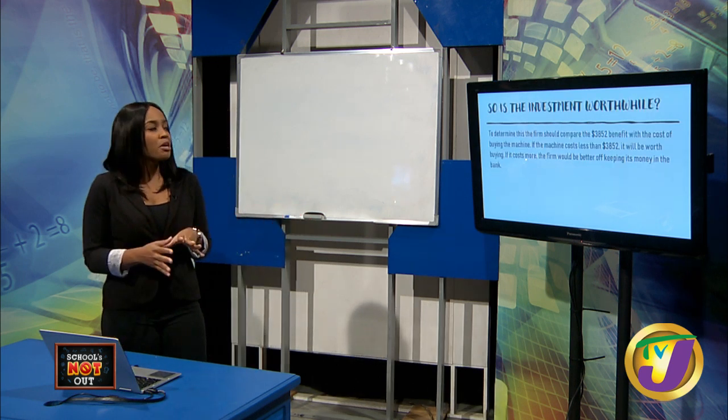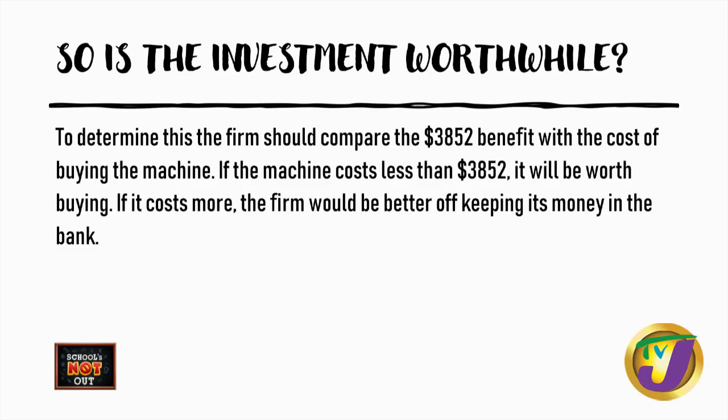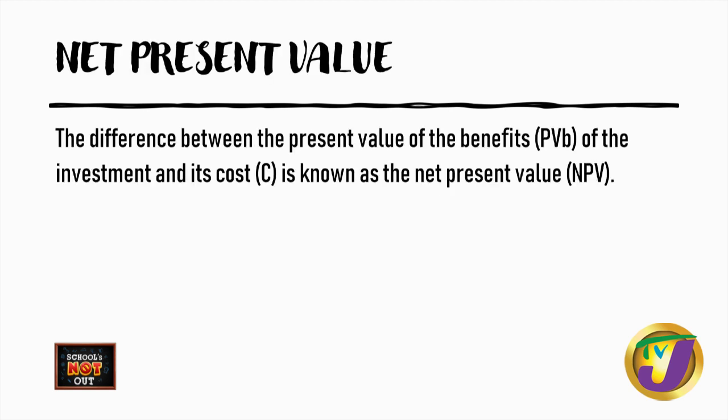So to determine if the firm should go ahead with this investment, the firm is going to compare the cost of the machine with its marginal revenue product of $3,852. So it will be worth buying if the firm is going to pay less than or the same amount. So if the firm has to pay more than this, then it will be better for the firm to keep its money. So the difference between the present value benefits or the marginal revenue product and the cost is known as the net present value.